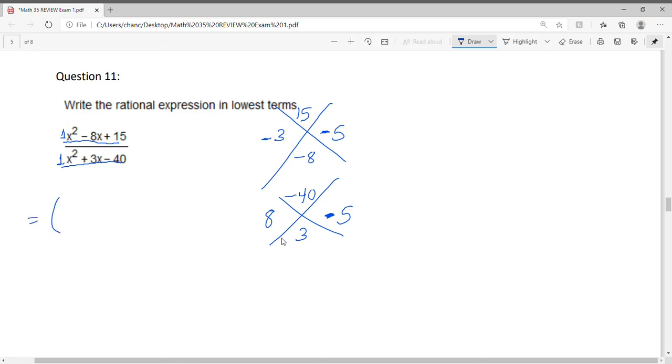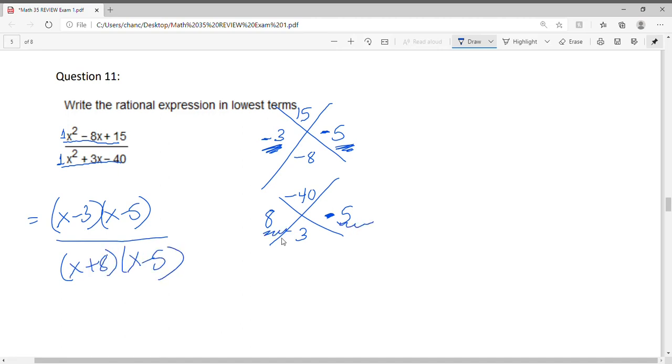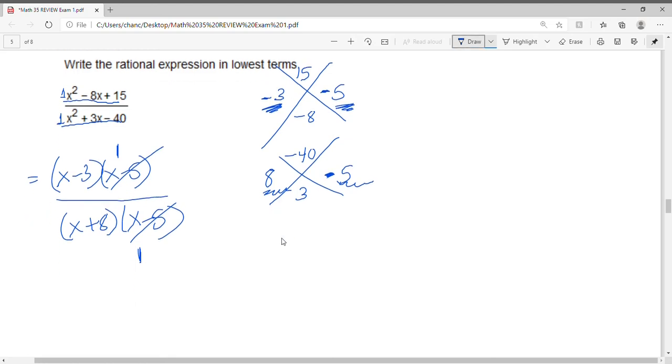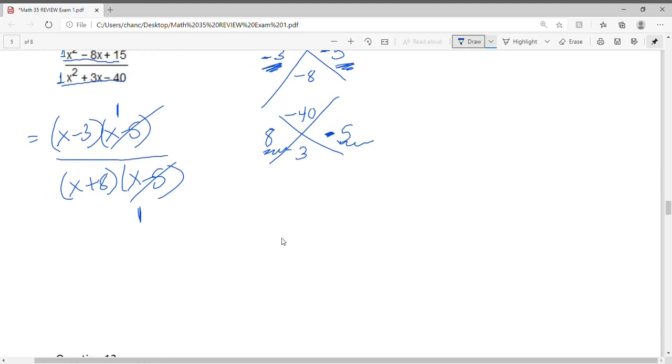So the nice thing about the diamond method is we just write down x minus 3, x minus 5, because of these numbers here, and for the bottom we have x plus 8 and x minus 5, again from these numbers. I have the x minus 5 and the x minus 5, they divide out, they become 1s, because the same number divided by the same number is 1. And so our solution is x minus 3 divided by x plus 8. This is our simplified rational expression.